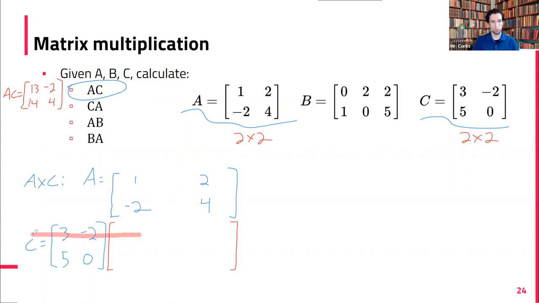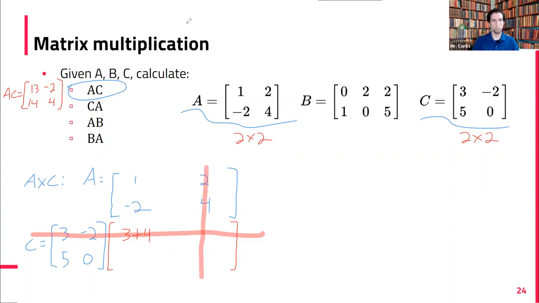So first row times first column. Our result is going to go in this top position here. What is our result? What plus what? 3 plus -10? Yes. 3 plus 4, right? 4. 3 plus 4. -2 times -2, that's +4. Okay. All right. And we'll do our next one.